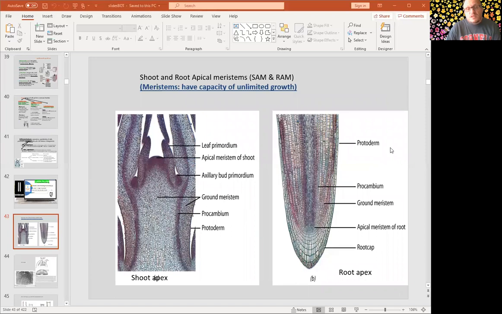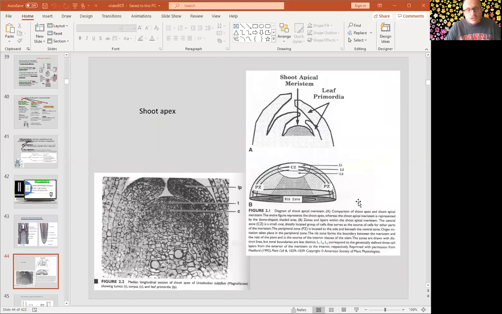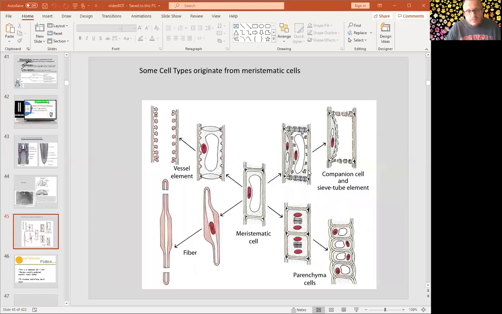This is a shoot apex and this is a root apex, basically showing a shoot apical meristem where everything is programmed, and axillary bud primordia, ground meristem, procambium, and protoderm. The same ideas apply here, plus there is a root cap here, and there is leaf primordium here, which does not exist here. Also, the shoot apex is made of layers like L1, L2, L3, which are also called tunica and corpus. This is the shoot apical meristem.